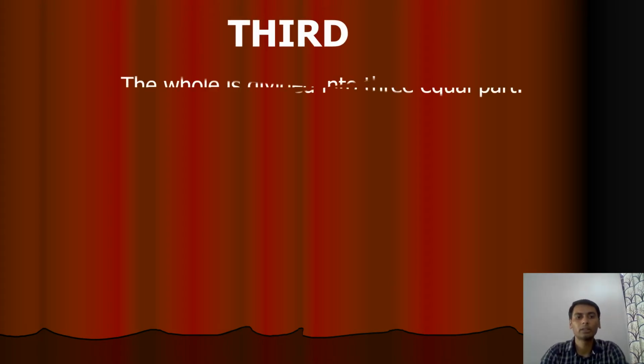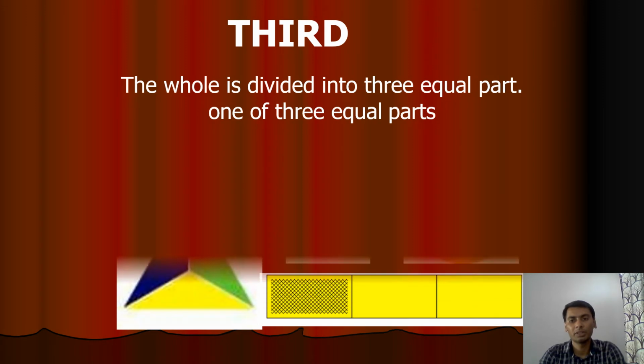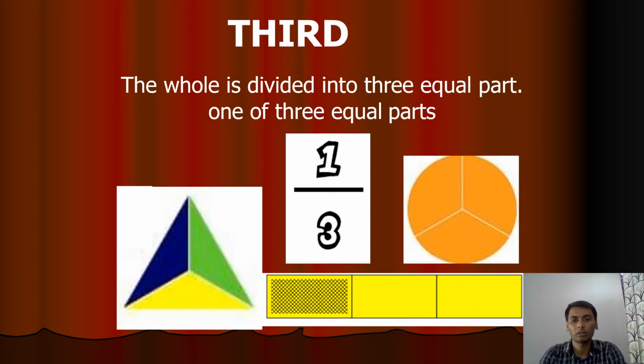Now third, what is one third? The whole is divided into three equal parts, and one of the three equal parts is called one third. If the whole thing is divided into three equal parts and we have to write the fraction for one part, we will write 1 by 3. That means one of three equal parts. We are taking only one out of three parts.